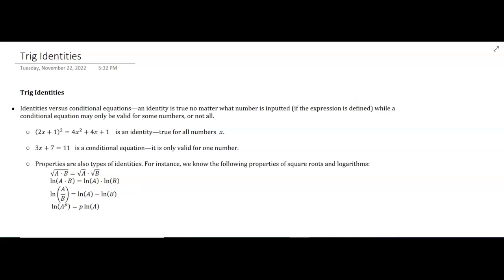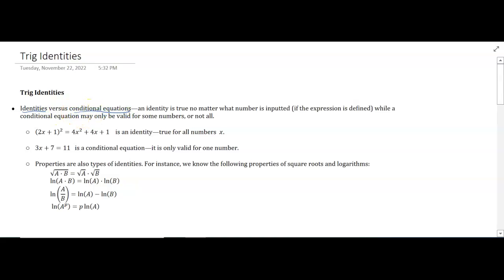Hello everyone, in this video we're going to discuss trig identities and where they are useful and how to apply them. So first off, what is a trig identity? There's a difference between an identity and a conditional equation. So let's take a look at the difference a little bit between that. Again, an identity versus a conditional equation.